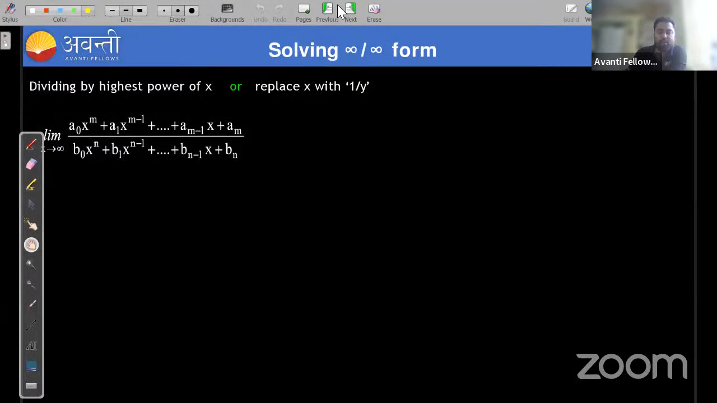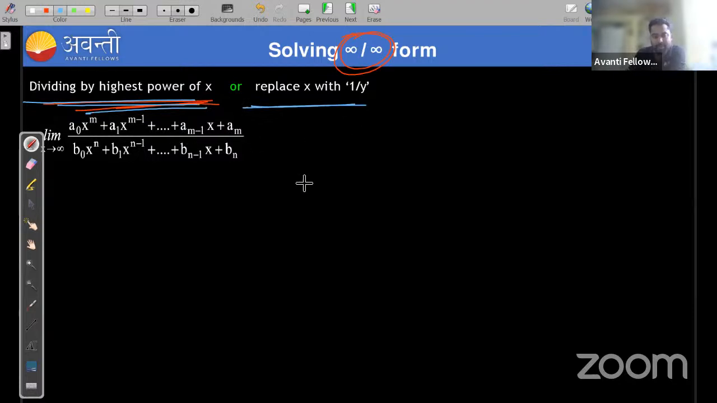Now how can we solve when the limit is in the form of infinity by infinity? Okay, so remember, when the limit is in the infinity by infinity form, the method is dividing by the highest power, or replace x with 1 by y. Right. First, if it is in this format, then divide by the highest power of x, okay, or replace x as 1 by y.